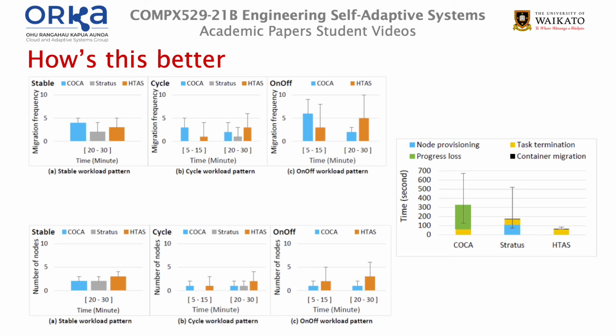So moving on, migration frequency, sort of mid-pack there. The number of nodes used a little bit higher than the others. And then finally, showing that it actually can deliver quite well on node provisioning, progress, task termination, container migration.